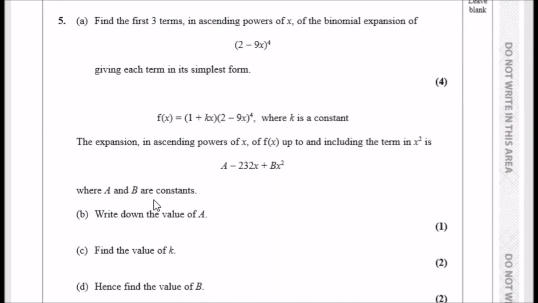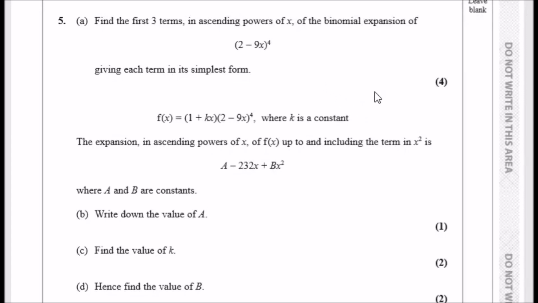Number 5. Well, a paper is always good when you have a binomial expansion bang in the middle, because this is going to be a lot of easy marks for these kind of questions. So what do we have here, guys? So A, find the first 3 terms in ascending powers of x of this binomial expansion.